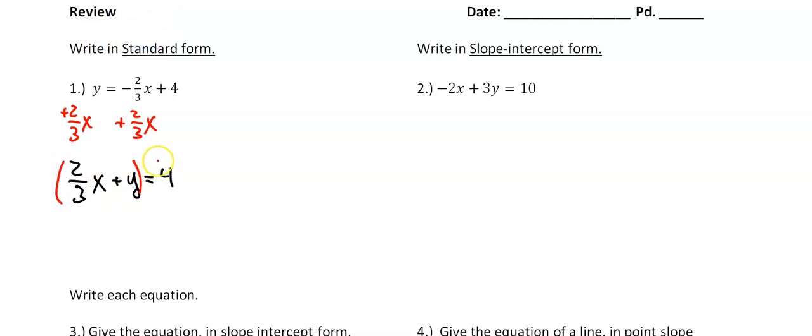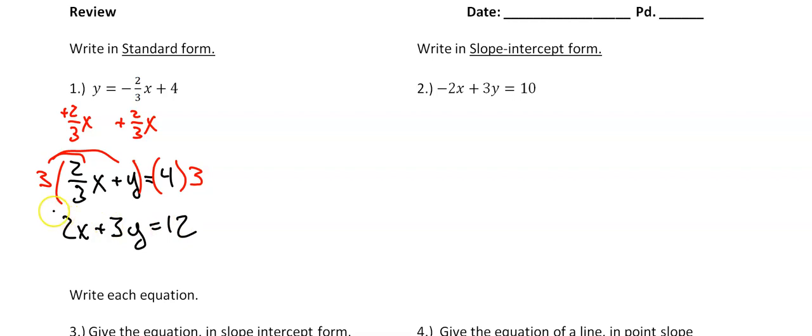To eliminate fractions from any equation ever, I multiply through by the common denominator. Okay, and this is my distributive property here. So that gives me a 2x plus 3y equals 12. Now that's it. That's standard form. Ax plus by equals c.